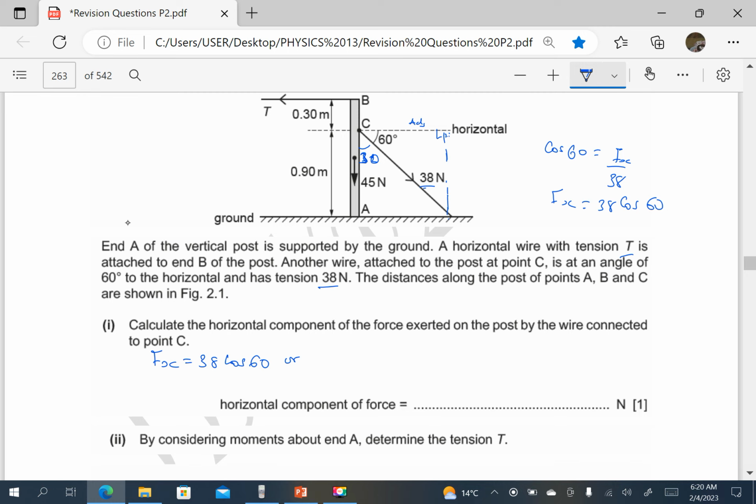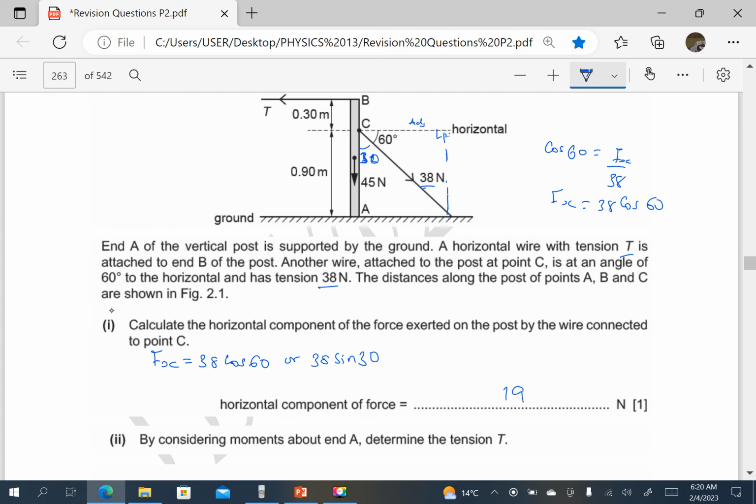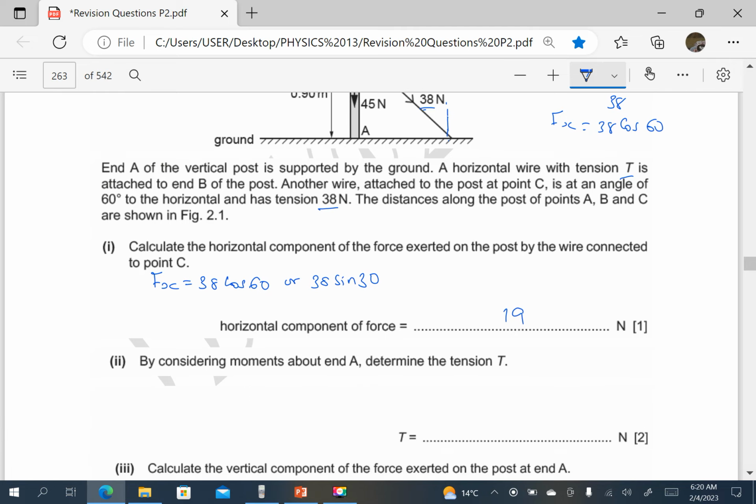If you use that angle, it will be 38 sine of 30. Of course, the sine of 30 is the same as the cos of 60. So you can check the horizontal component, 38 cos of 60, which is 19. So the horizontal component of 38 newtons is 19 newtons. By considering moments about end A, determine the tension T.